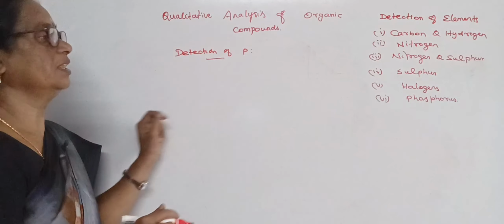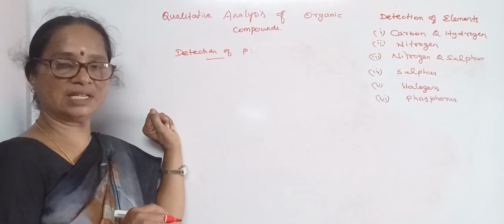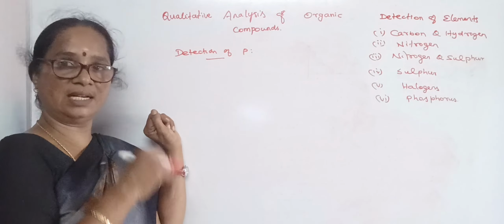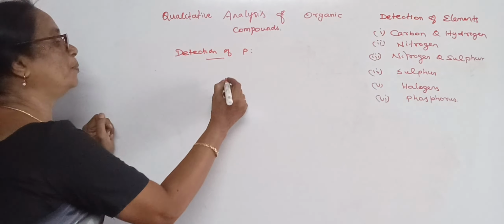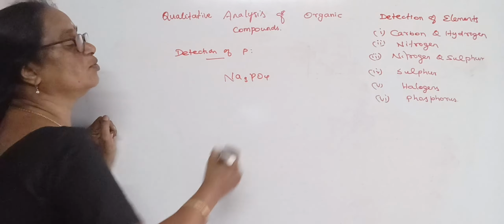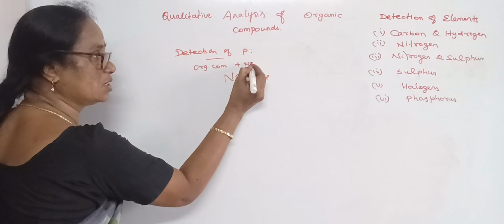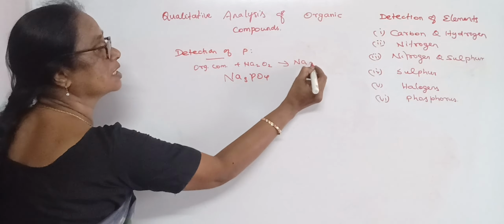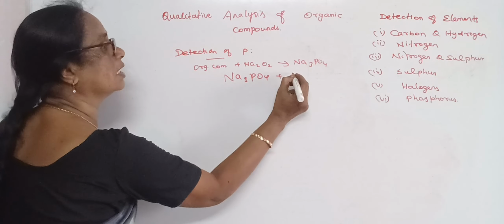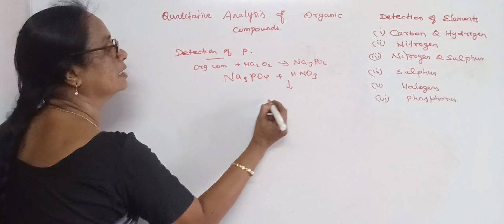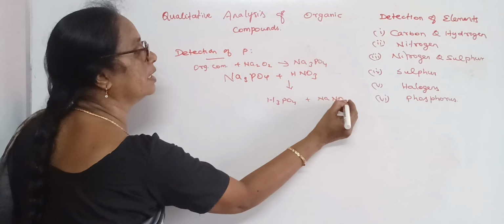Detection of phosphorus. Phosphorus cannot be detected by using sodium fusion extract. The organic compound containing phosphorus is treated with sodium peroxide, an oxidizing agent, where phosphorus is converted into sodium phosphate, Na3PO4. This is obtained by heating the organic compound with sodium peroxide. Later on, sodium phosphate is boiled with concentrated nitric acid that gives H3PO4, orthophosphoric acid, and sodium nitrate.